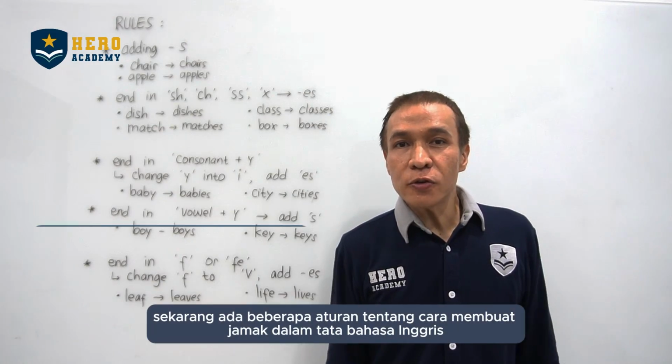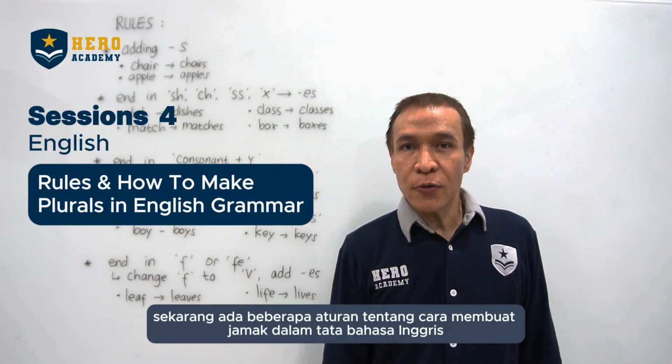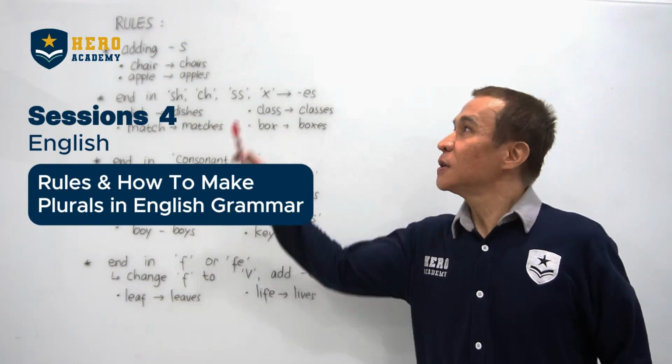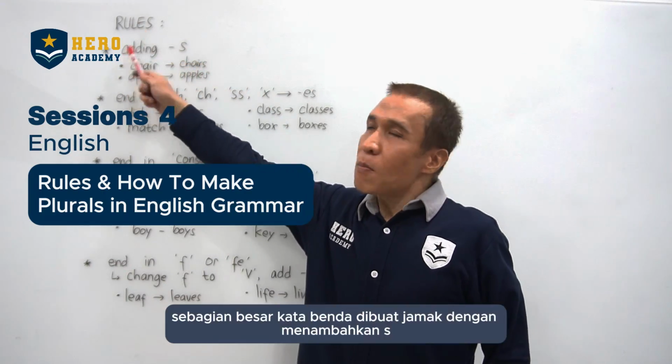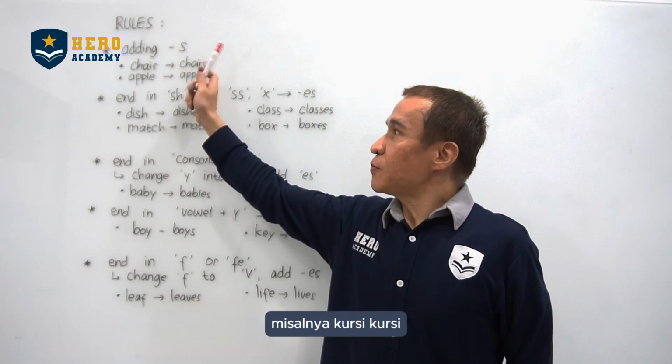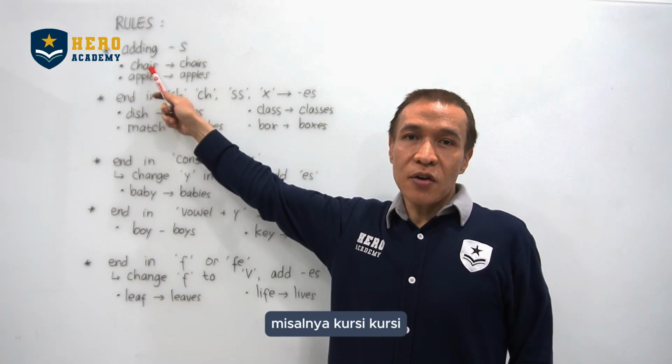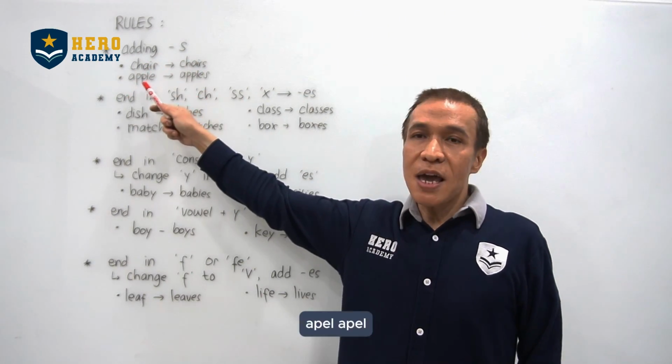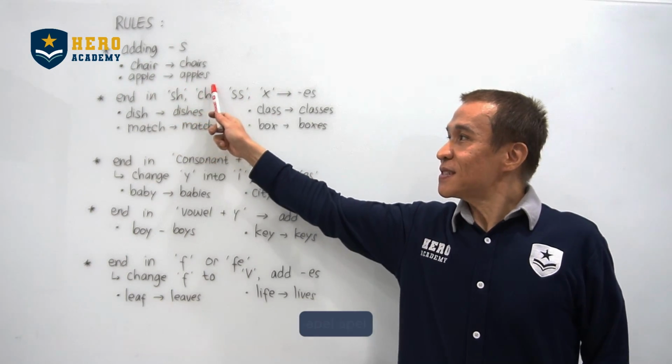Now there are a few rules on how to make plurals in English grammar. Let's take a look. Most of the nouns make plural by adding s. For examples, chair, chairs, apple, apples.